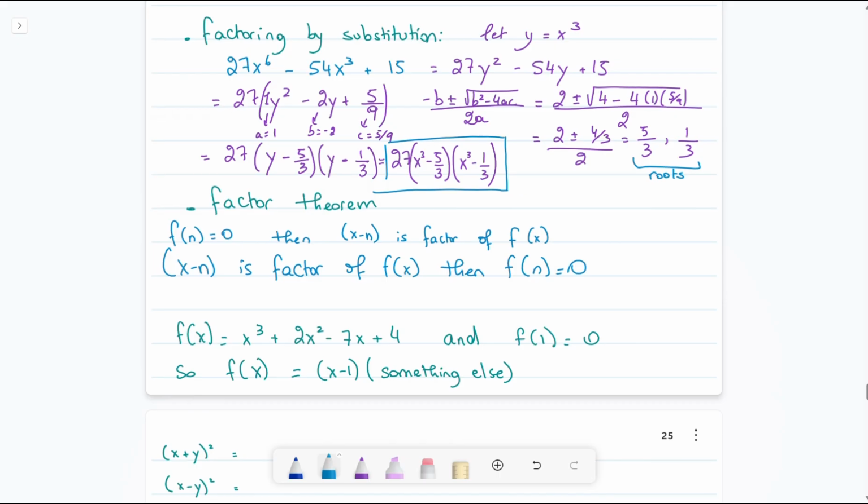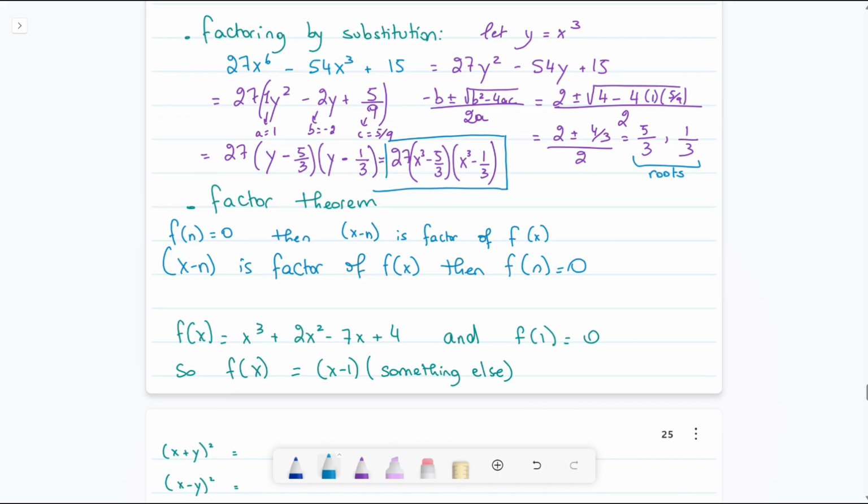Now let's look at the factor theorem. So what does the factor theorem tell us? It tells us that if f of n is 0, then x minus n is a factor of f of x. Also, the other way around is true. So if x minus n is a factor of f of x, then f of n is 0.